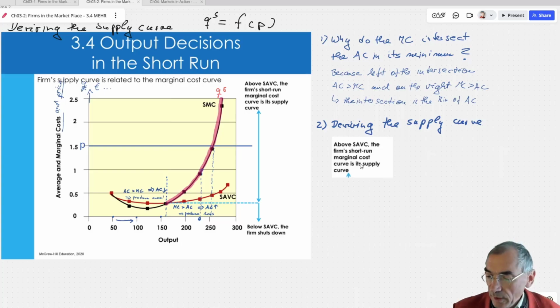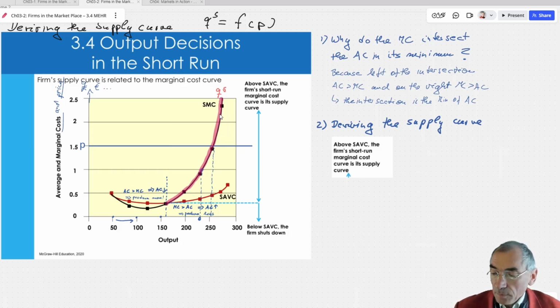And let me be a bit lazy and just copy the text down here, the text that we already read. Above this short-run average variable cost, this part becomes the supply curve, an upward sloping line that also in the next chapter, when we compare the downward sloping line of demand with the upward sloping line of supply and then check where the two intersect, that's the basis that we just laid here.